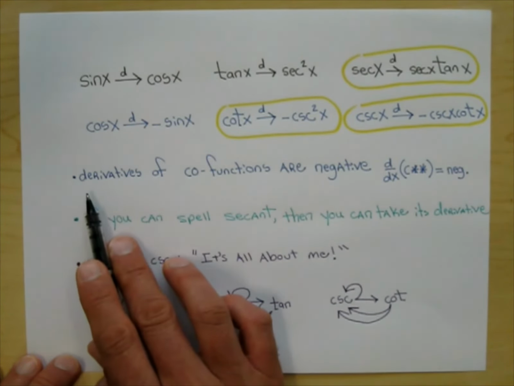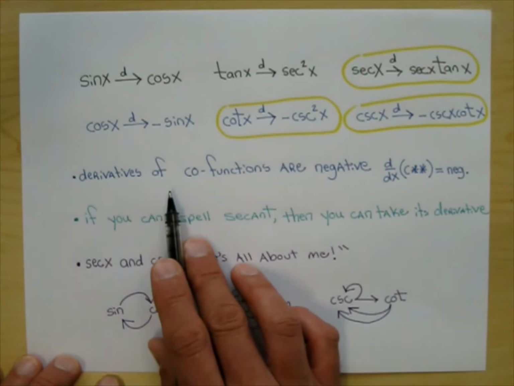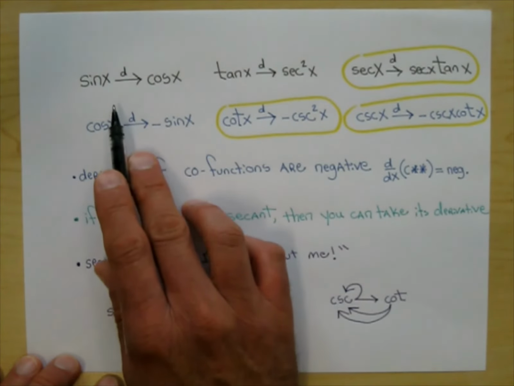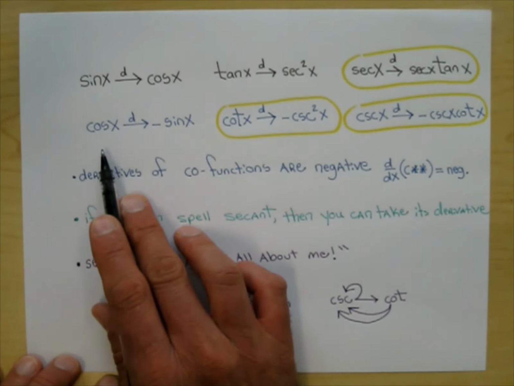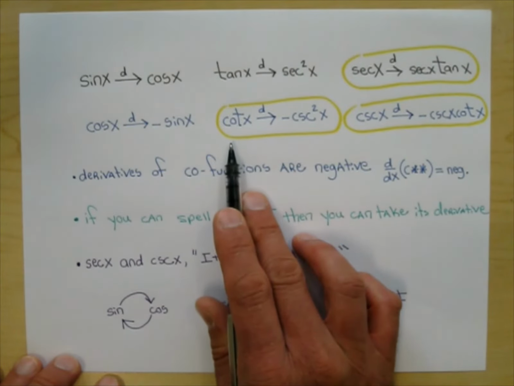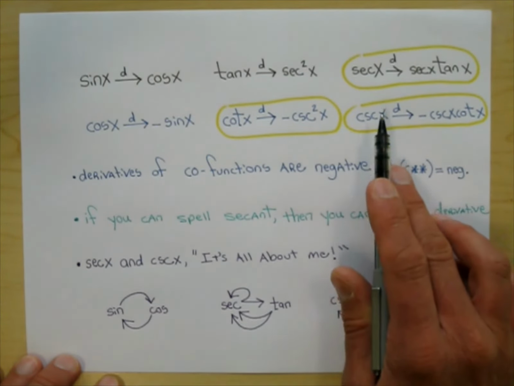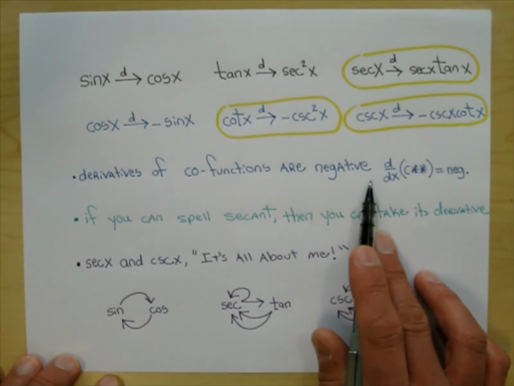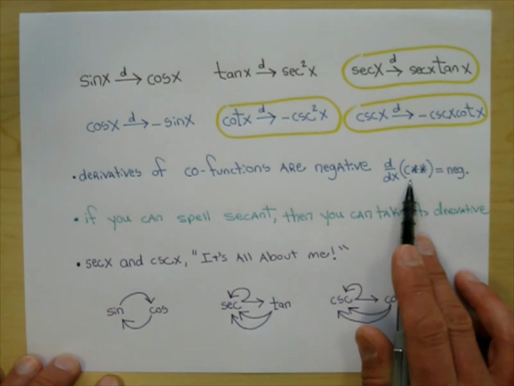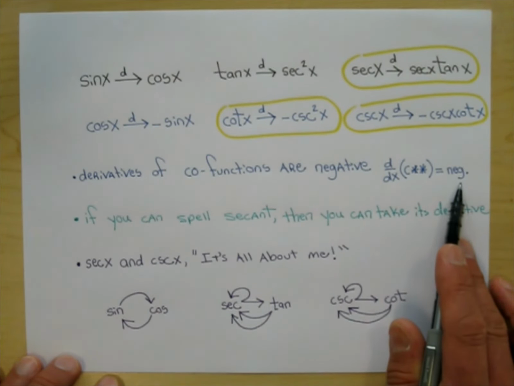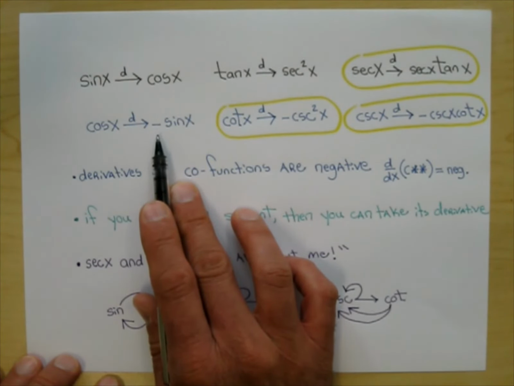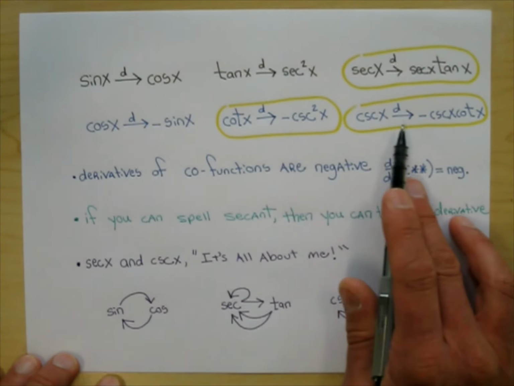Okay? The derivatives of cofunctions. What are cofunctions? The ones that have cos in them. You have the sine, and then you have the cosine, and you have the tangent, cotangent, and the secant, cosecant. So the derivatives of the cofunctions are negative. Another way of saying that is d dx, and then there's a c there, and then the other ones, you get a negative number. And so that's one thing to remember, that if your trig function starts with a c and you take the derivative, the answer is going to be negative.